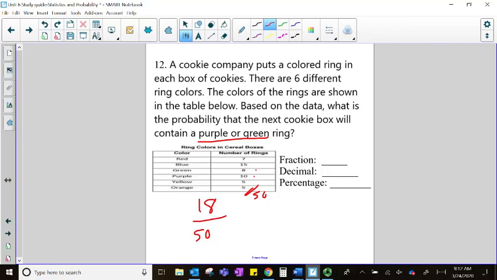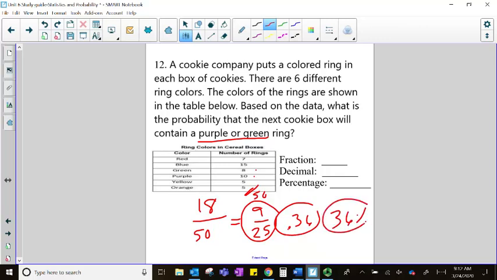And then we can reduce that to 9 over 25. And there's our fraction, simplified. 9 divided by 25 gives you 0.36. So there's our decimal. And moving that decimal place over twice, you get 36%. There's our percent.